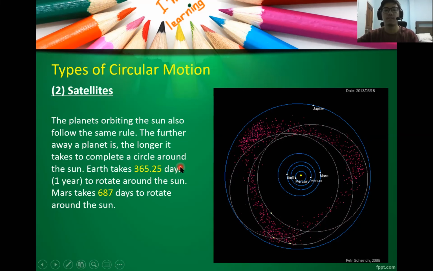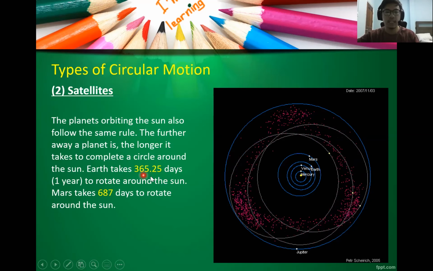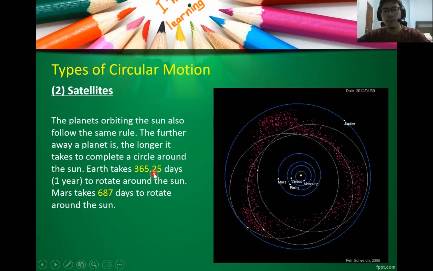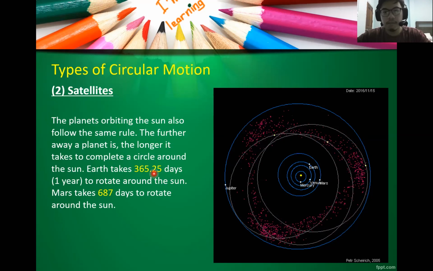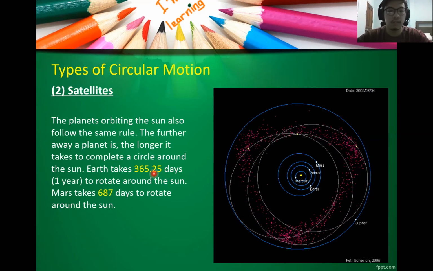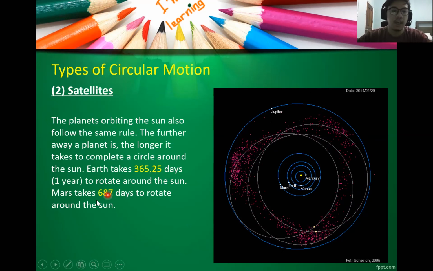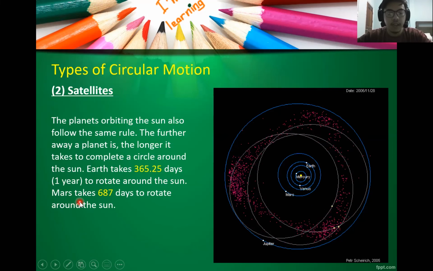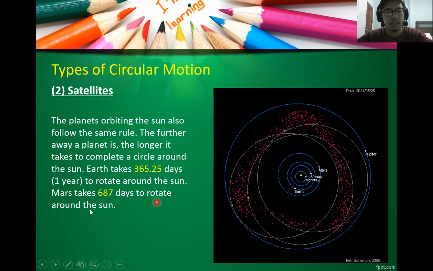Earth takes 365.25 days to rotate around the sun. So if that number is familiar to you, that is actually the number of days in 1 year. So we base our number of days for a year on how many days it takes for the Earth to go around the sun. And in this case, it is 365 days. Whereas for Mars, because it's a bit further away from the sun, Mars takes 687 days to rotate around the sun.